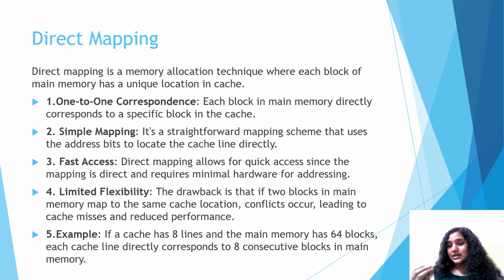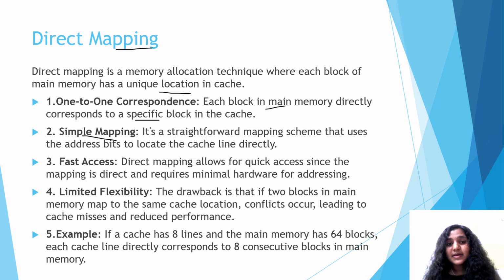Let us briefly understand the types of mapping functions. The first type is direct mapping. Direct mapping is a memory allocation technique in the cache memory where each block of main memory has a unique location in the cache. This is the definition of direct mapping, which is very simple. Next, one-to-one correspondence: how the data is stored. Each block in main memory directly corresponds to a specific block in cache. So that is about the one-to-one correspondence.